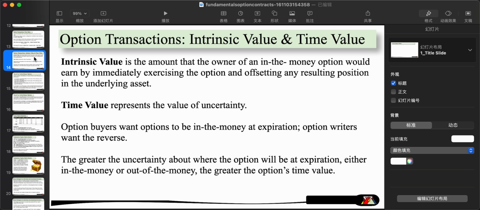So here we learned about intrinsic value and time value. Intrinsic value is the amount that the owner of an in-the-money option would earn by immediately exercising the option and offsetting any resulting position in the underlying assets. Time value represents the value of uncertainty. Options buyers want options to be in the money at expiration. Option writers want the reverse. The greater the uncertainty about where the option will be at expiration, either in the money or out of the money, the greater the option's time value.